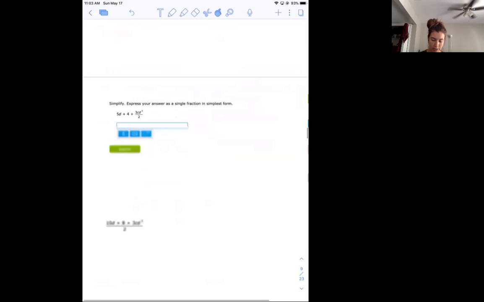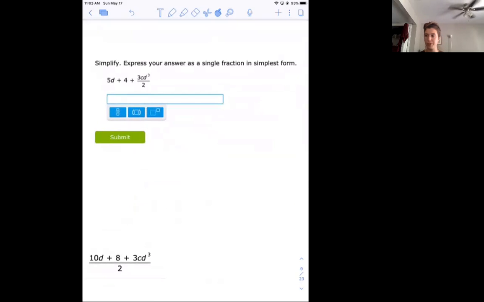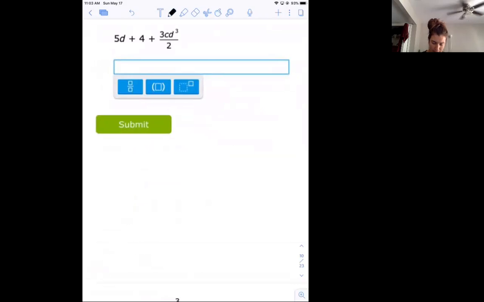So let's try it for this one. Okay, this one's a little bit trickier. Obviously, only one of them is a fraction. But the goal is that we need all of those numbers to be divided by 2 so that they have a common denominator, and then we can go ahead and add them. So I'm going to take each of those. 5d is my first term there. I'm going to put that over 1. 5d over 1 is just the same thing as 5d.